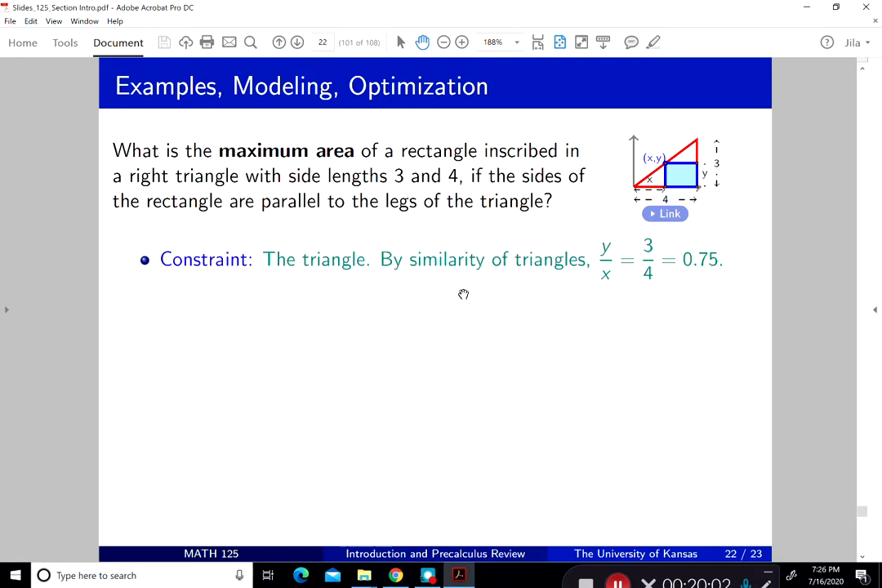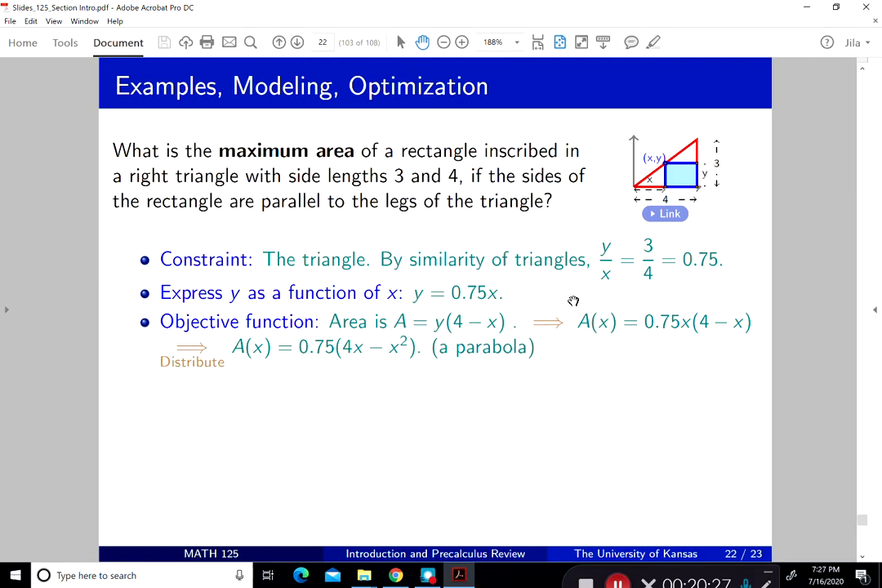So let's do the similarity of triangles. This is the side y. y over x should be equal to 3 over 4, and that's y over x is equal to 0.75. Solve for y. y is a linear function of x. It's 0.75x.